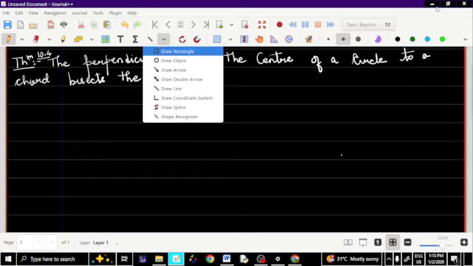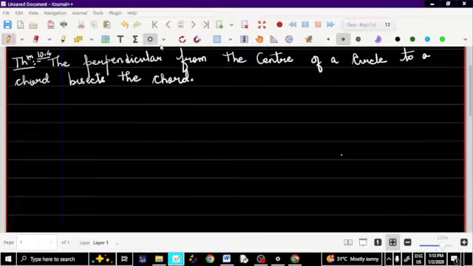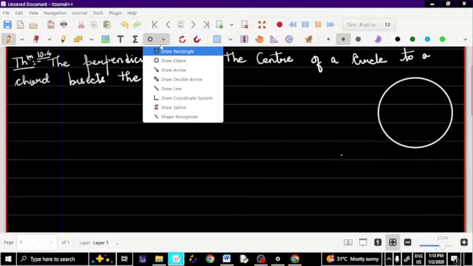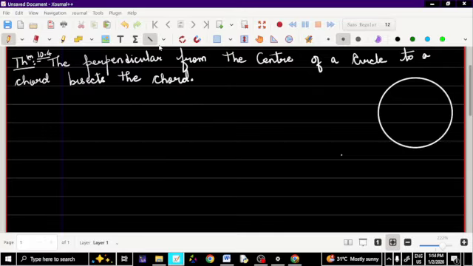So what this means is, I'll draw a picture. From the center of a circle, if you draw a perpendicular to a chord, let's say I have a circle and I have a chord with me. And from the center, let's say this is the center, I'll draw a perpendicular to the chord. So this perpendicular which is drawn, I have to prove that it bisects the chord.